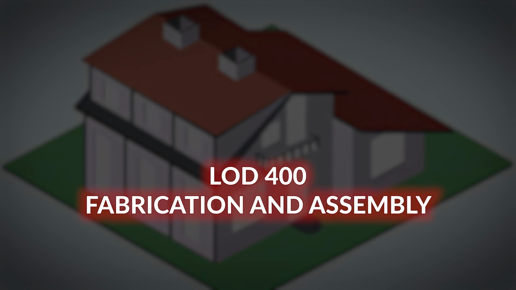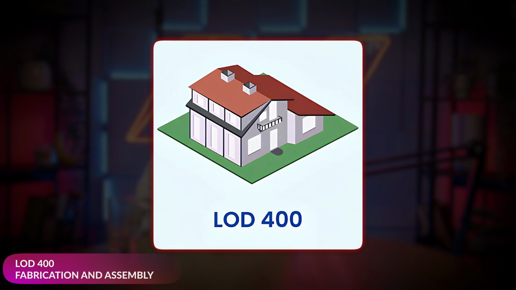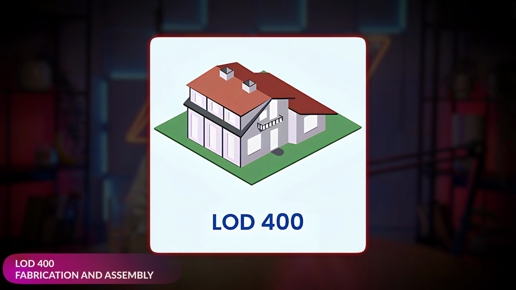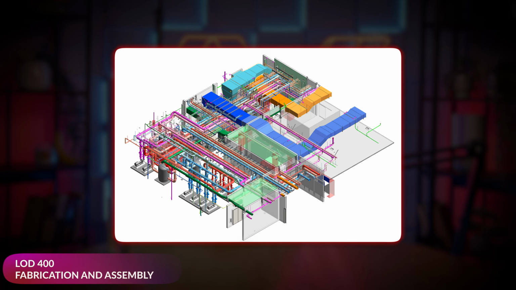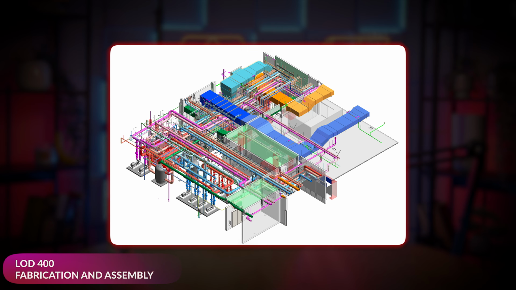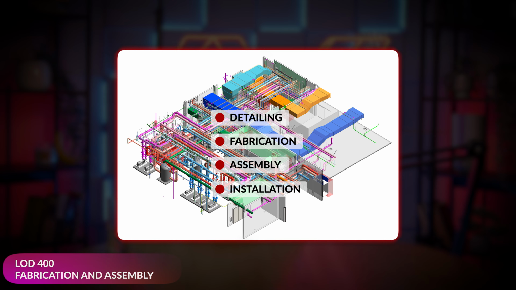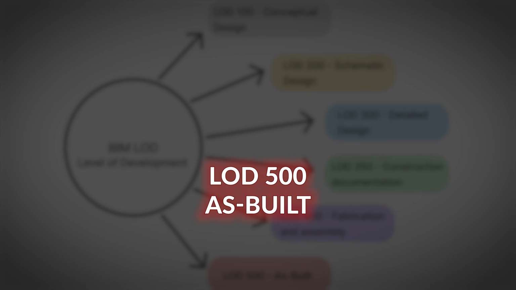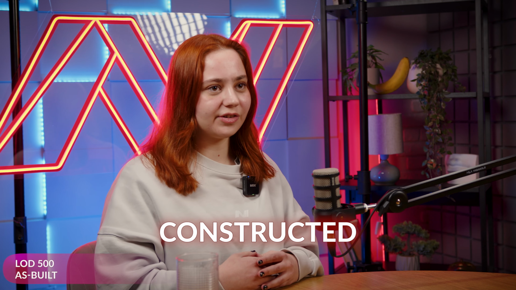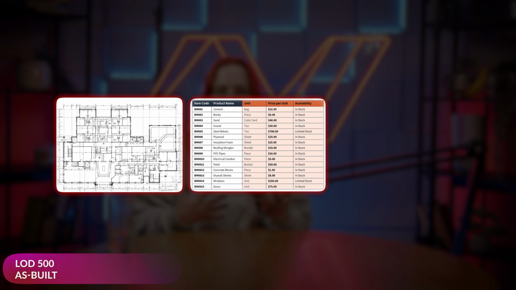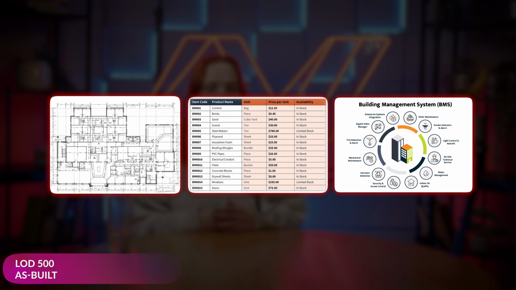LOD 400 – Fabrication and Assembly. At this level, the model contains all the information necessary for construction. It's highly detailed, showing the exact location of every component and system, such as HVAC units, electrical systems, and plumbing, with detailed fabrication, assembly, and installation information. LOD 500 – As-Built. Finally, LOD 500 is the as-built phase. This model is a reflection of the final constructed building. It includes real-world data such as as-built measurements, materials used, and even operational data for building management.